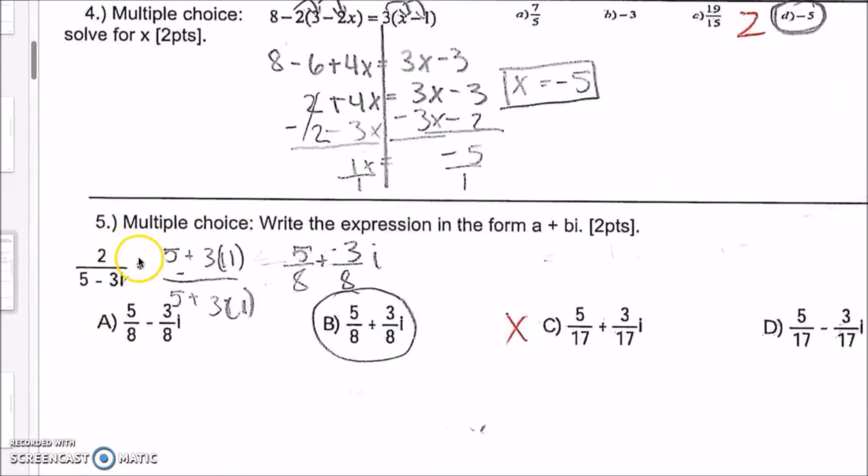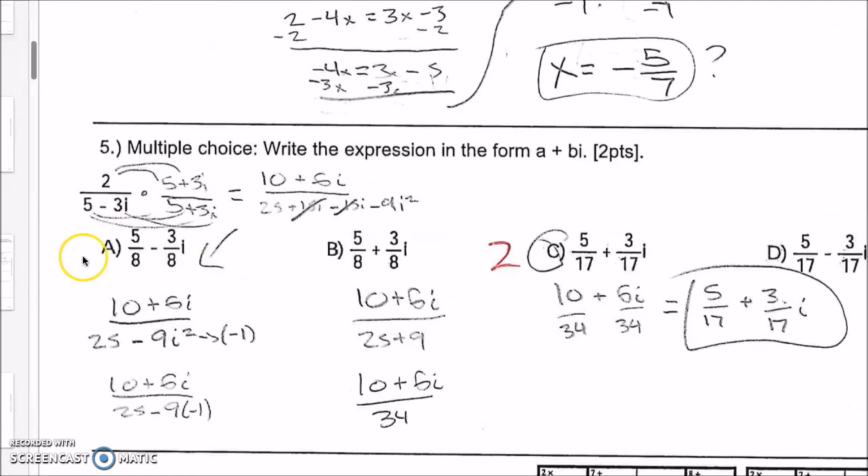Alright, for question number 5, the student knew that the conjugate of 5 minus 3i is 5 plus 3i. But from here, they didn't know how to multiply. This student, kind of messy, but shows you the distribution. 2 times 5 is 10, and then 6i. And then here, it looks like all these arrows is FOIL. So first, 5 times 5 is 25. Outside, 5 times 3i gives you positive 15i. Negative 3i times 5 is negative 15i. And negative 3i times positive 3i is negative 9i squared.